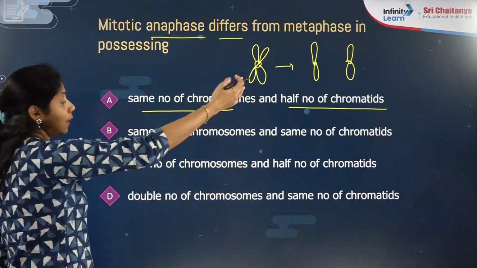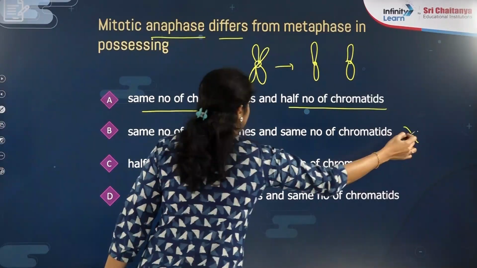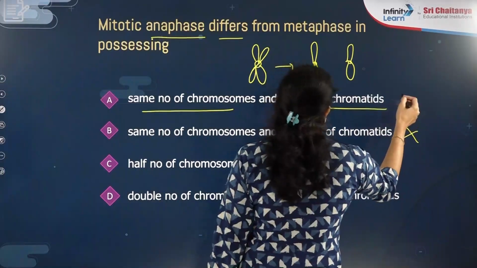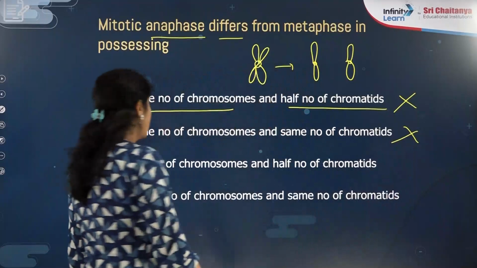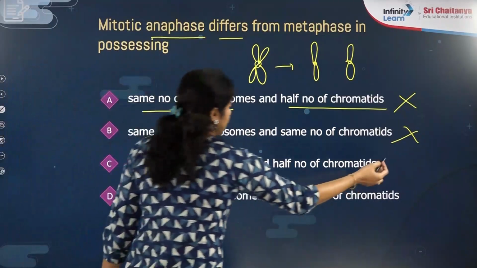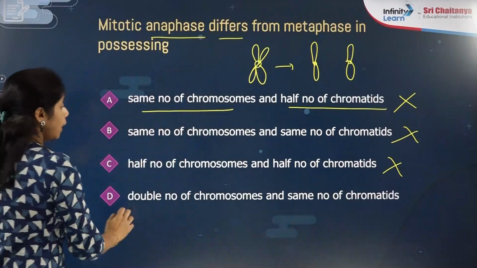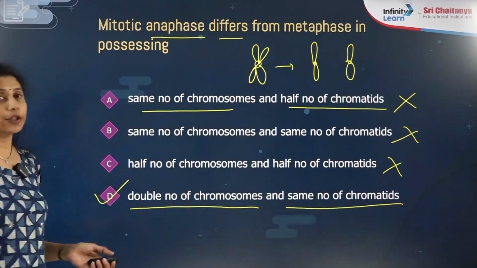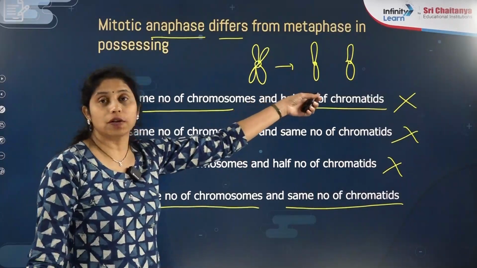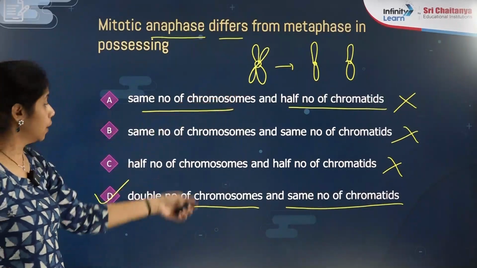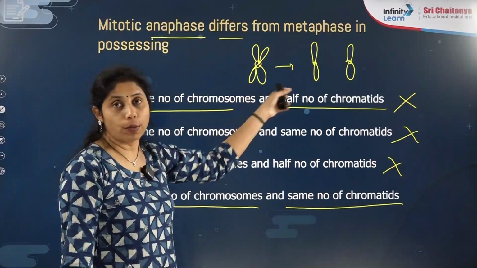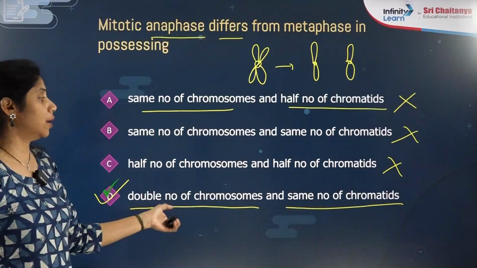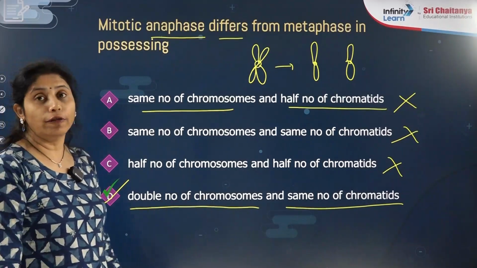So by knowing that concept, this is wrong. Same number of chromosomes, same number of chromatids is wrong. Same number of chromosomes and half number of chromatids is also wrong. Half number of chromosomes and half number of chromatids is also wrong. Double number of chromosomes and same number of chromatids is correct. For this question, double number of chromosomes will be there because daughter chromosomes are formed, and the same number of chromatids. Here also two chromatids, there also two chromatids. So the correct option would be double number of chromosomes and same number of chromatids.